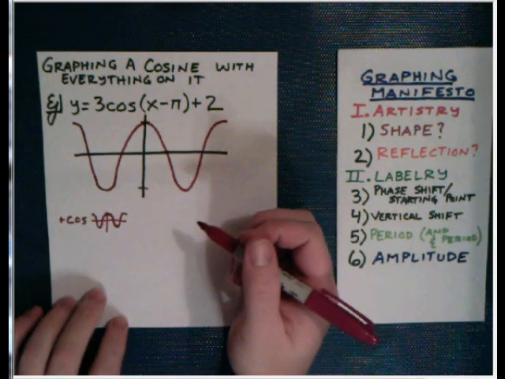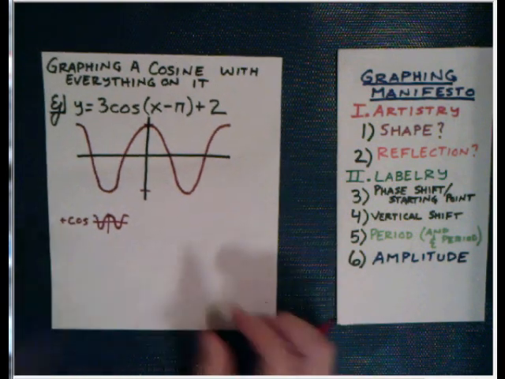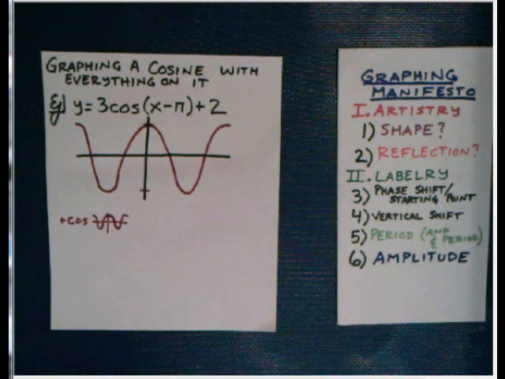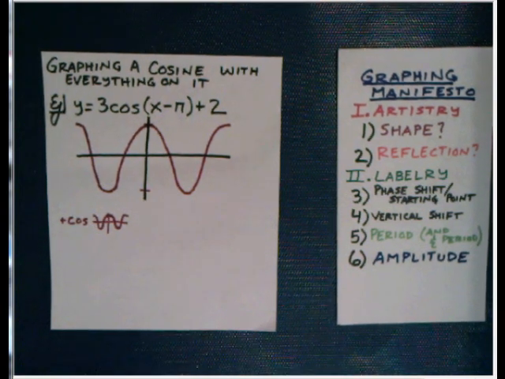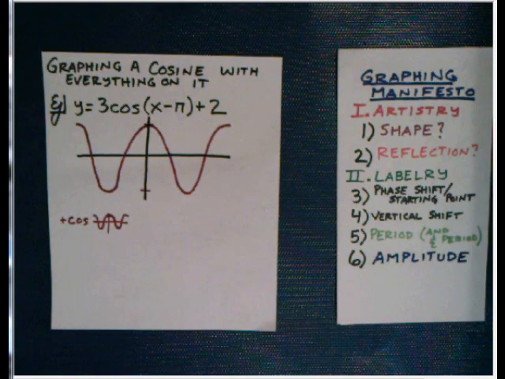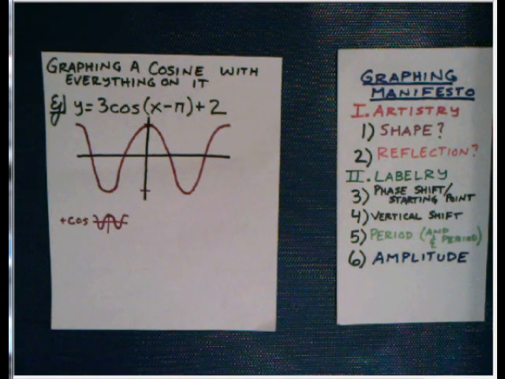And there we go. We've graphed our cosine graph. This is like our blank one. We're ready to ascribe the correct pieces to it, the correct labels, to make it clear that this is the correct cosine graph that we're looking for. So there we go. First step done. Artistry's out of the way. Okay, second, we've got to look at the labelry.